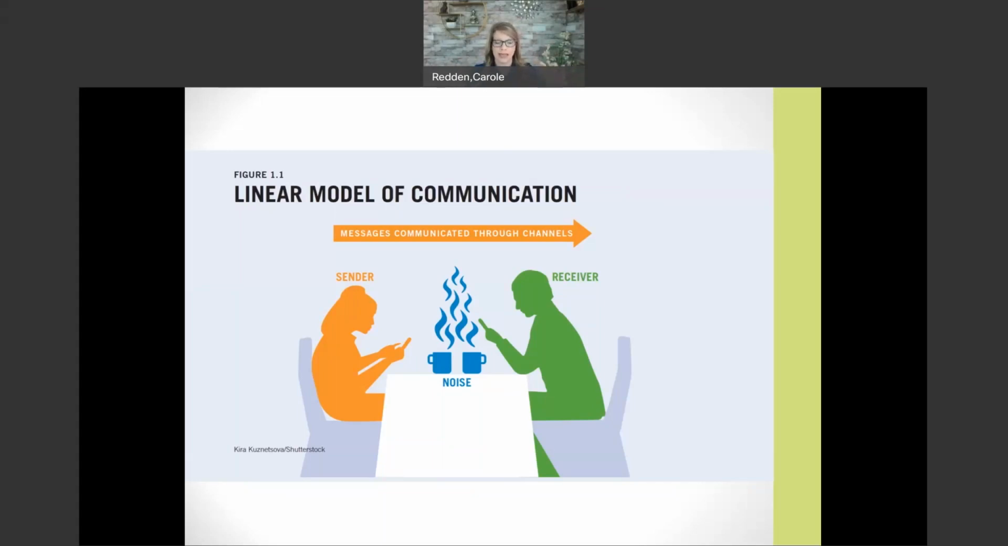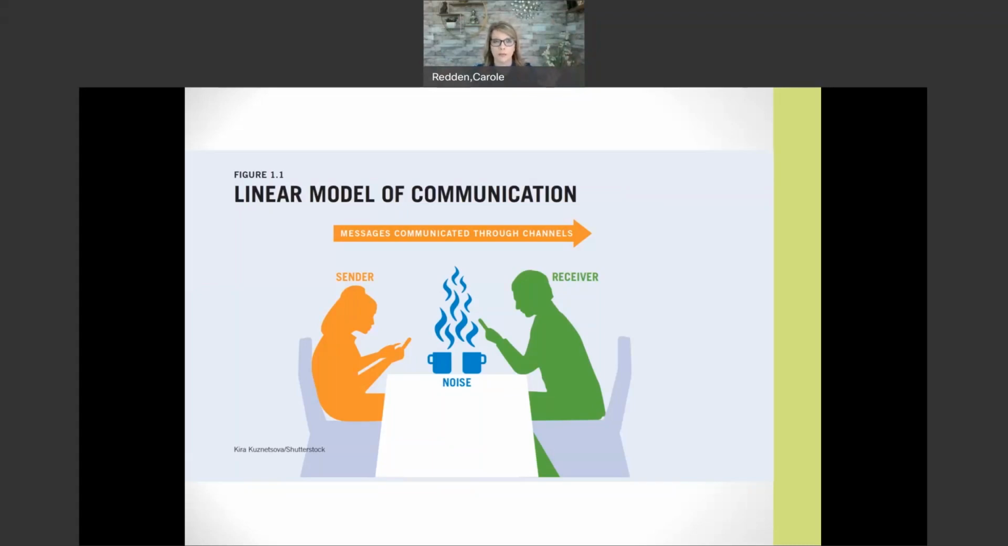So what you're looking at here is a picture of two people, and one person is sending a message to the other person just in one direction. Between the two people is something called noise, which we'll talk about. So in this case, if I am a sender, I'm sending a message through a channel, which in this case is virtually through WebEx on camera. That's my channel for the message to a receiver.